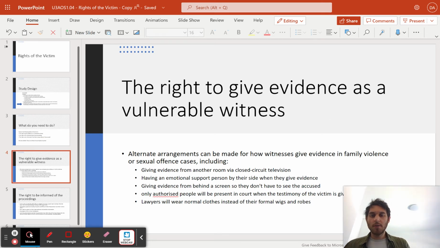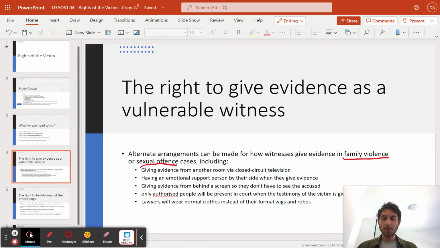The first right of victims that you need to know is the right to give evidence as a vulnerable witness. The main way in which this right is protected these days is legislation providing for alternative arrangements, or alternative ways that witnesses and victims are allowed to give evidence. Now, these alternative arrangements, sadly, are only available for certain types of offences. We only give this protection for witnesses and victims in family violence cases and sexual offence cases.